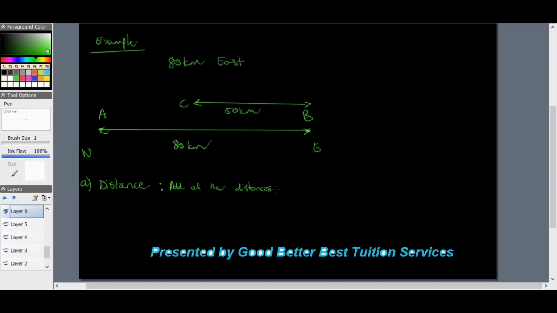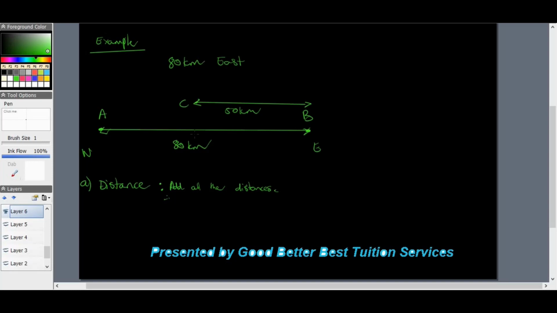Okay, in this case he went 80 kilometers and then he went another 50 kilometers. So I want just the total distance that he traveled. In this case it's going to be my 80 kilometers plus my 50 kilometers to get the total distance that he traveled. That's all. It's really not that difficult.